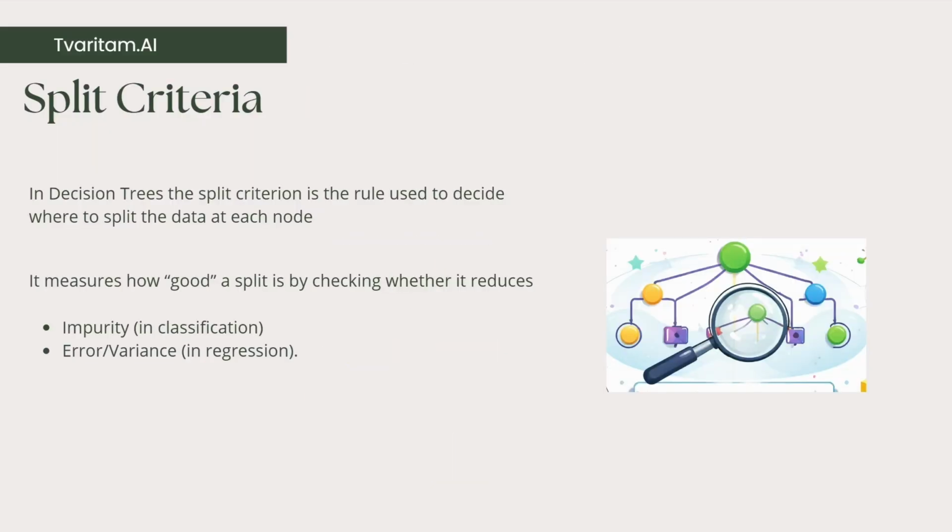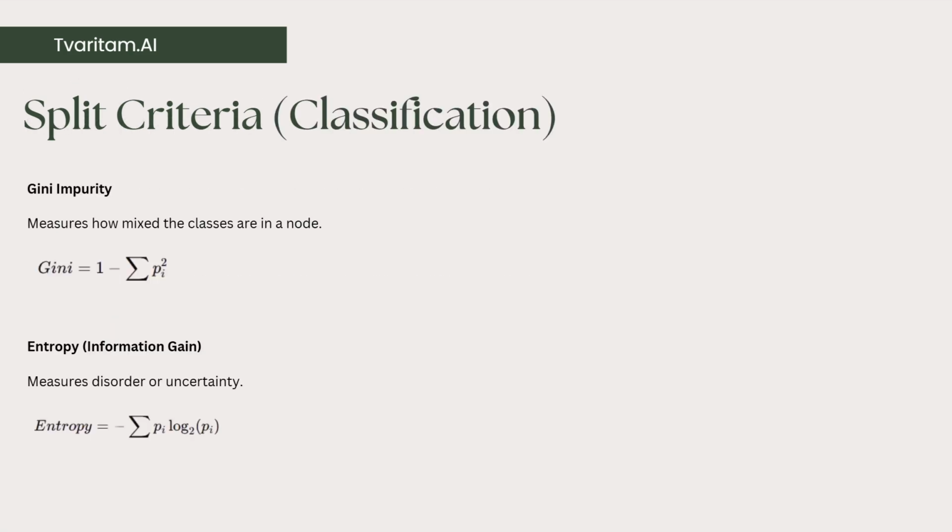Next, we will discuss the split criteria. The idea here is to split the data so that the split makes it more organized, more predictable and easier to model. Therefore, a split criteria measures how good a split is by checking whether it reduces impurity in case of classification or error in case of regression. In classification problems, the goal is to make each node as pure as possible, meaning it contains data points mostly from a single class. The common approach for this is to use Gini impurity or entropy.